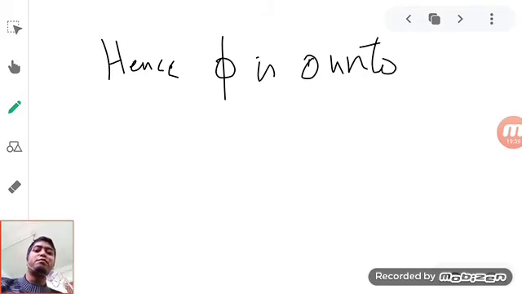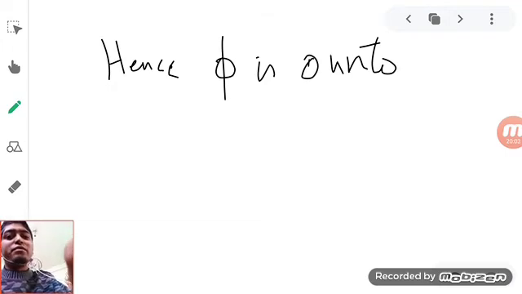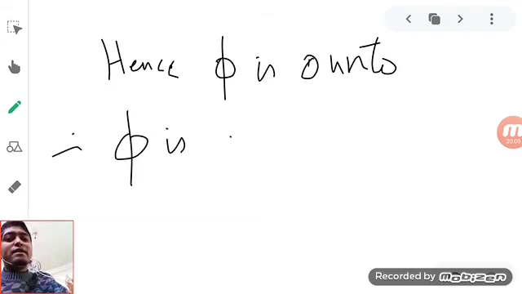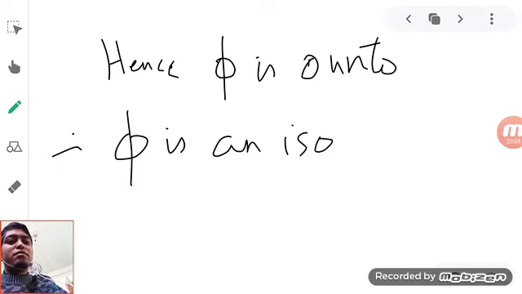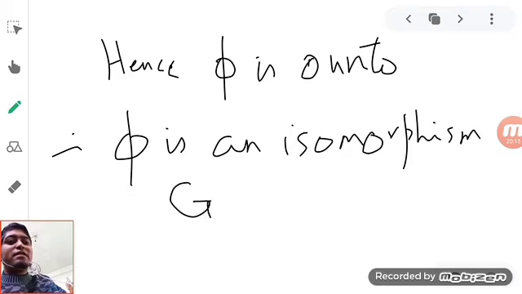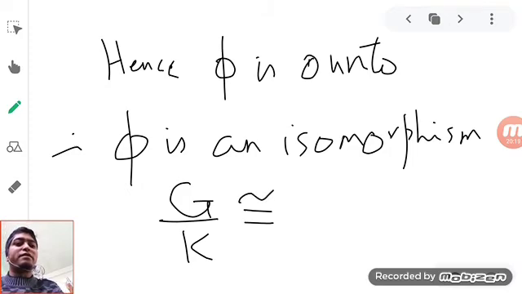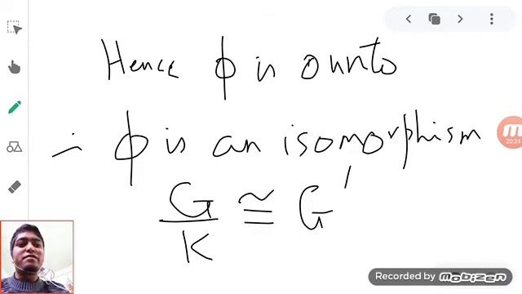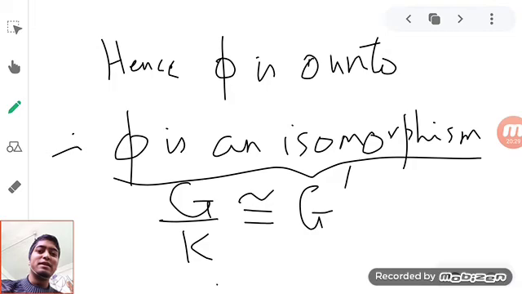So we have managed to prove that phi is a function that is a homomorphism, one-one and onto. Therefore, phi is an isomorphism. And if it is an isomorphism, we can immediately conclude that G by K is isomorphic to G dash. Because phi is a function from G by K to G dash, and because phi is an isomorphism, therefore G by K is isomorphic to G dash.